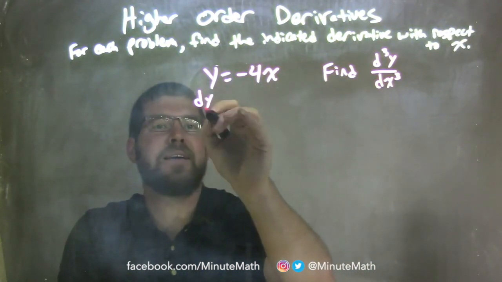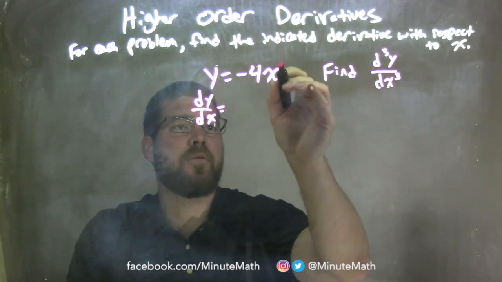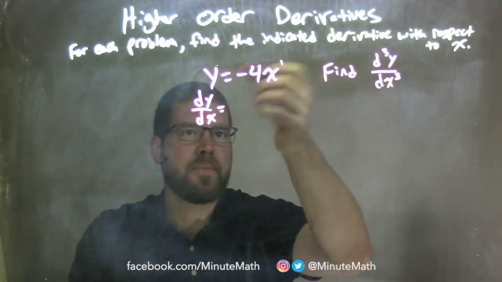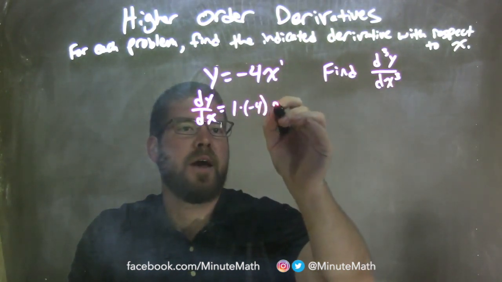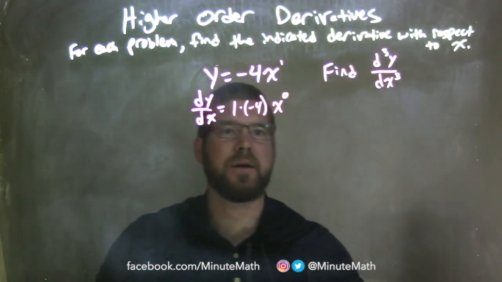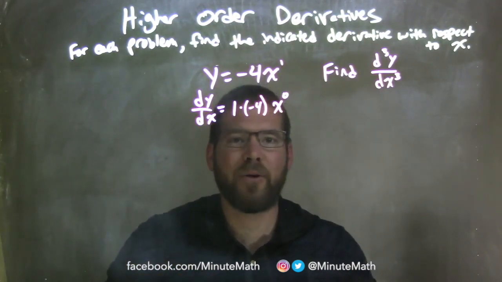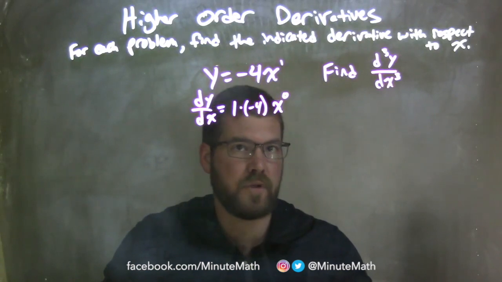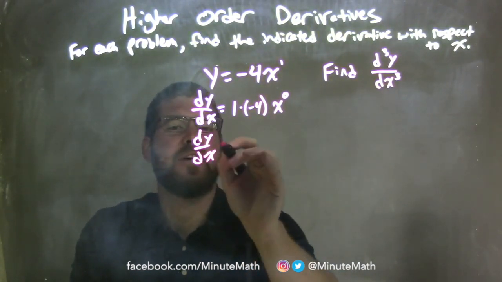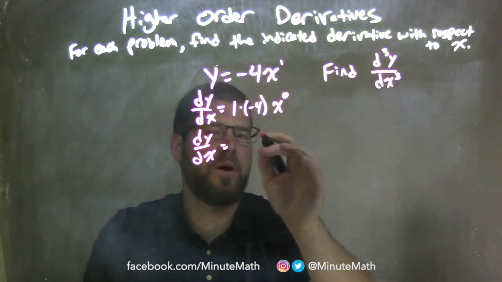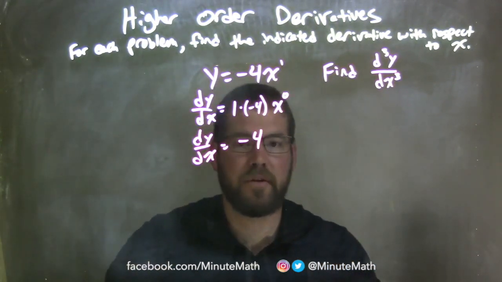So we have dy dx is equal to, well, I use my power rule. So there's a 1 up there. 1 comes down, so we have 1 times a negative 4 x to the 0 power. Well, let's go simplify that. x to the 0 power is just 1. So we have dy dx is equal to 1 times negative 4 times 1, which is just negative 4. And so that is our first derivative.